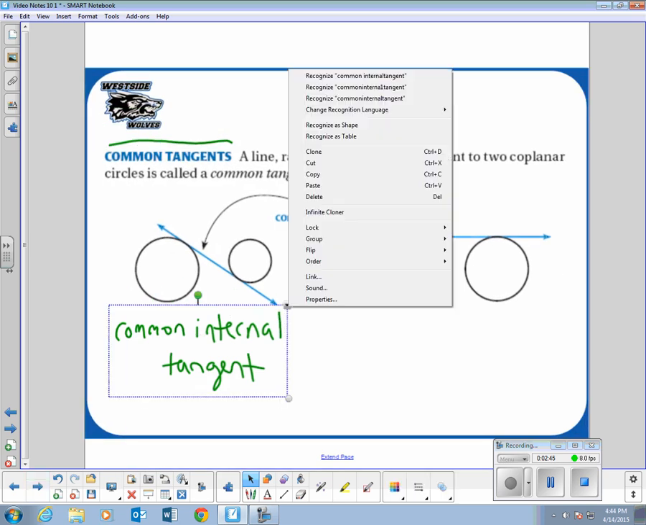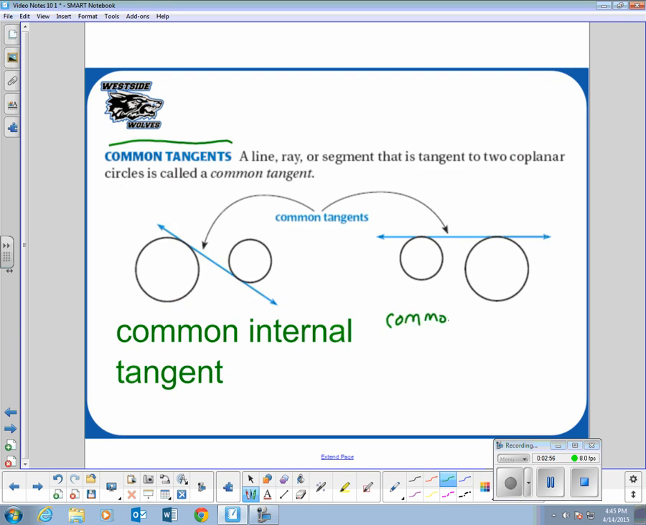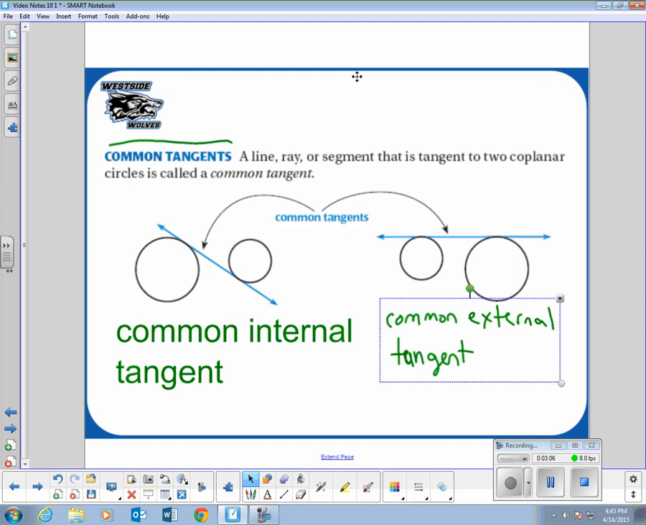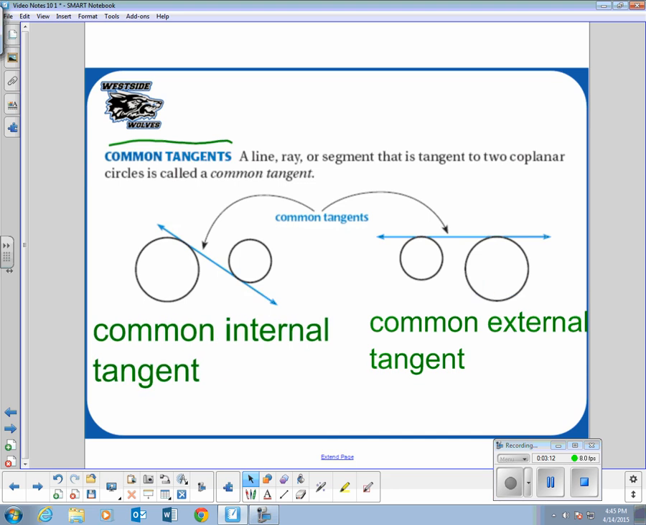Yep, there we go, common internal tangent. And then we have the common external tangent. All right, so common internal, common external tangent. These are two types of tangents that we have.